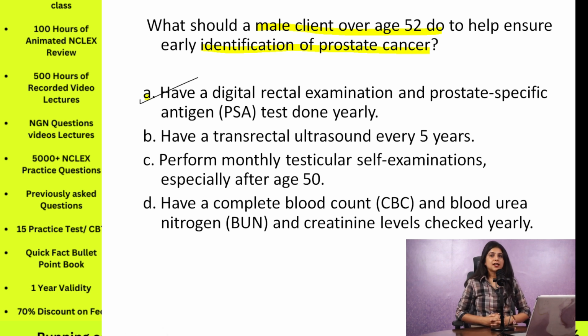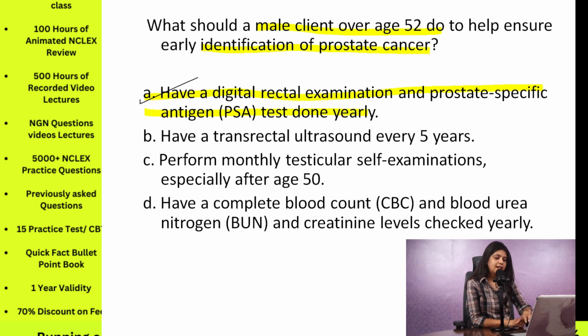Rationale: prostate cancer incidence increases with age, and early detection is crucial. A digital rectal exam helps identify prostate enlargement or irregularities, while the PSA test detects abnormal prostate activity. A transrectal ultrasound is typically done after abnormal findings on DRE or PSA. Testicular self-examinations check for testicular cancer, not prostate cancer. CBC, BUN, and creatinine tests assess overall health, but do not screen for prostate cancer.